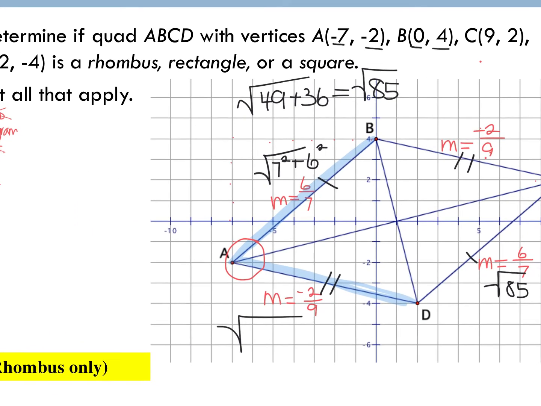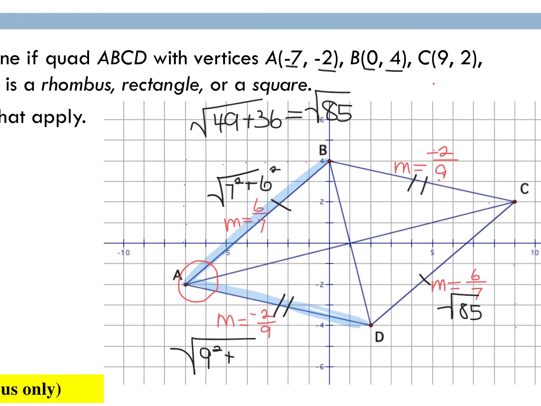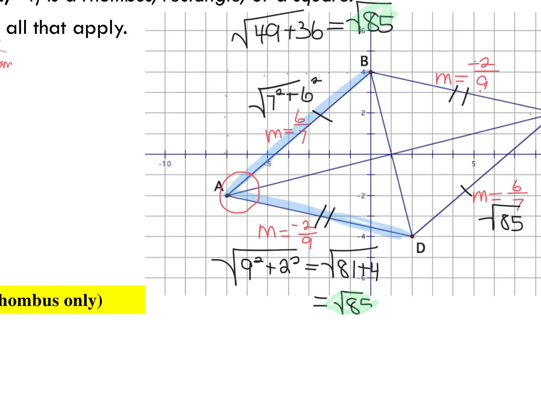So now I'm going to do the same thing for AD. From A to D, negative 7 to 2 is a distance of 9 squared, plus negative 4 to negative 2 is a distance of 2 squared. So I get the square root of 81 plus 4. That is equal to the square root of 85. Okay, so what I've just shown, if this side is square root of 85 and this side is the square root of 85, then all the sides are square root of 85. All right, so it's a rhombus.